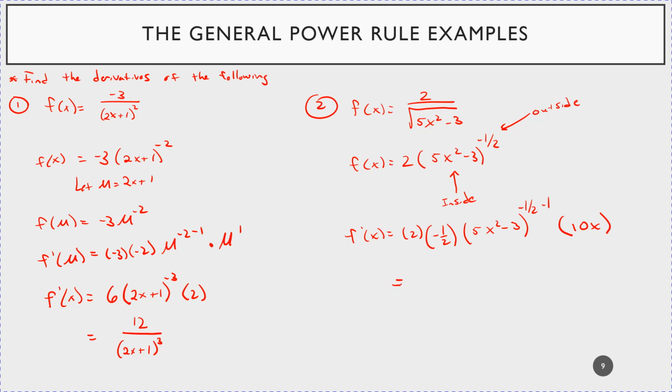So look what's happening here. This 2 times negative 1/2 is negative 1, so I have negative 1 times 10x, so I have negative 10x times 5x squared minus 3 minus 1/2 minus 1 gets me minus 3/2. So then just, bringing the negative exponent down, I have minus 10x divided by 5x squared minus 3 to the plus 3/2 power, sorry.